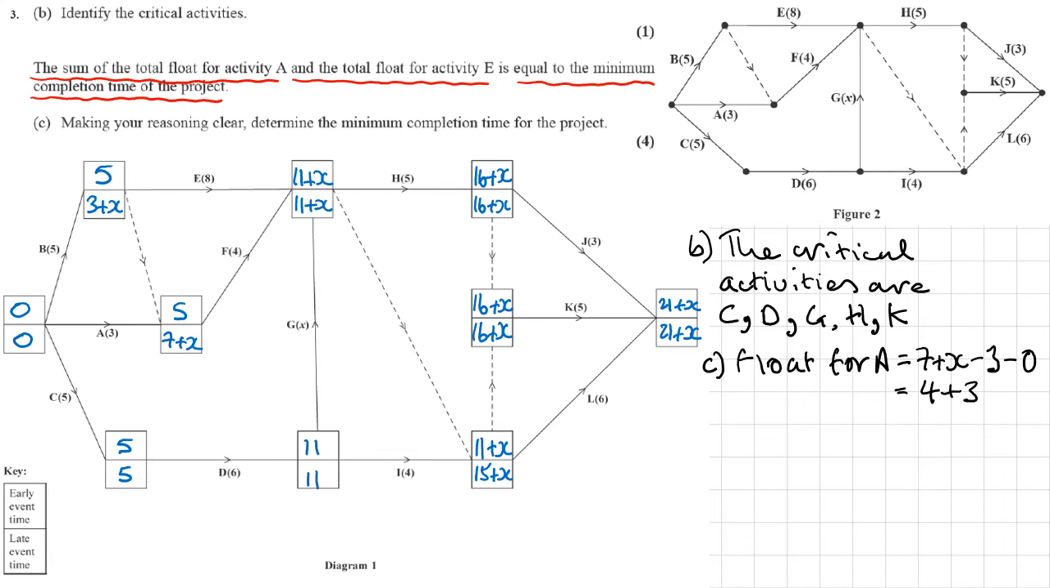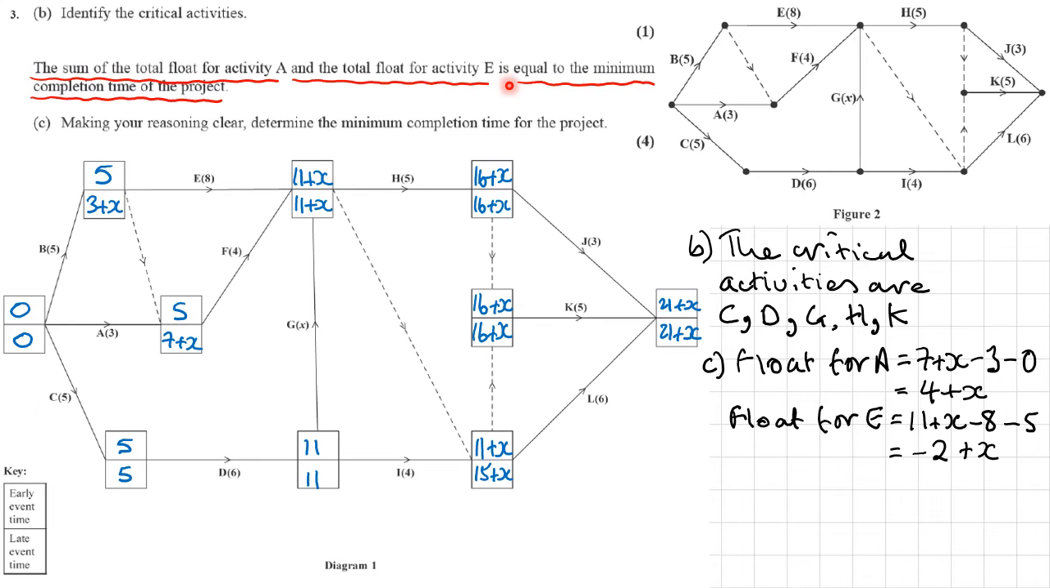Then we're now going to work out the float for E. Let's have a look at E. E is here, so it's this late finish time, so it's 11 plus x, minus the activity length, which is 8, and minus the early event time here, which is 5. So that gives us minus 2 plus x.